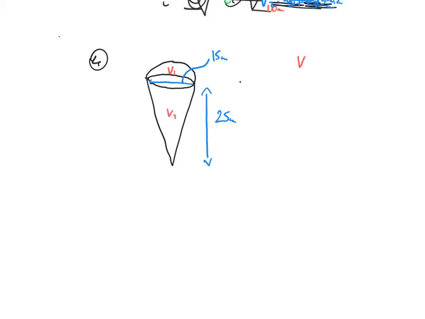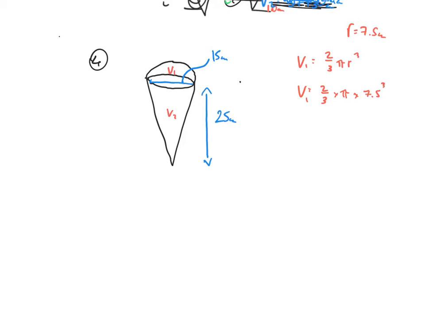So V1 is the hemisphere, 2/3 pi r cubed. So 2/3 times pi times the radius cubed. Now be careful, that is the diameter. From the centre to the edge would be the radius, but I've not been given that. I've been given from the edge to the centre to the other edge. That's the diameter. The diameter is 15. You need to quickly half that to get the radius.